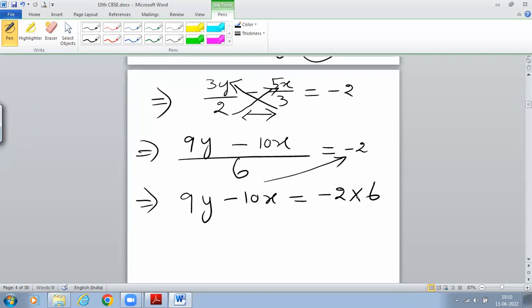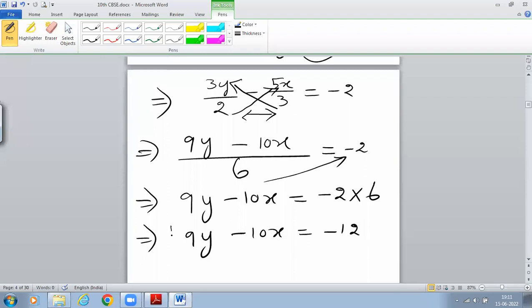Minus 2 into 6. So therefore, the next step is 9y minus 10x is equal to minus 2 into 6, which is minus 12. Now we have an equation in two variables, y and x. Here the coefficients of y and x are not rational numbers, that is, not in the form p by q. They are integers, 9 and minus 10.